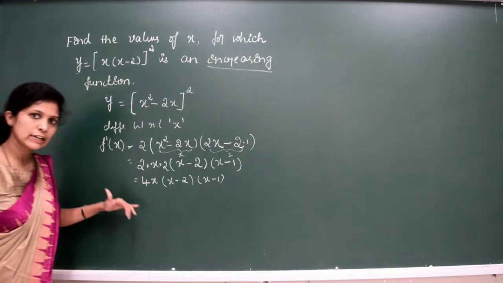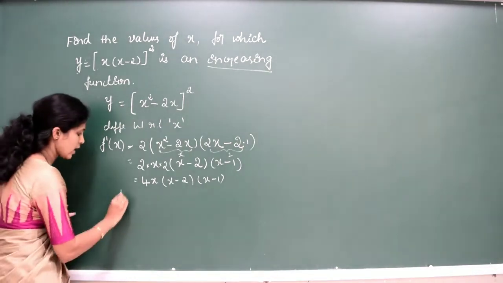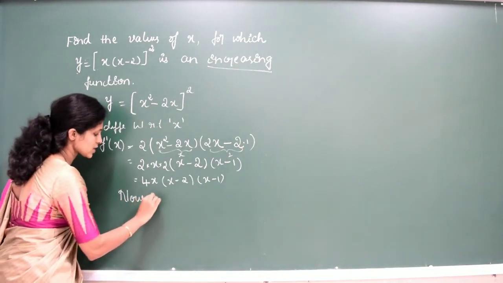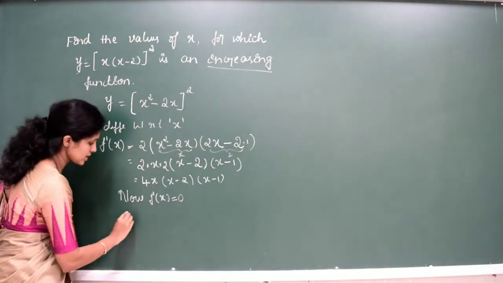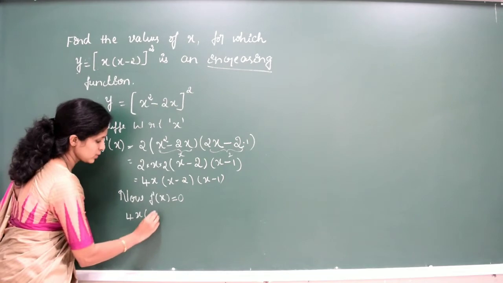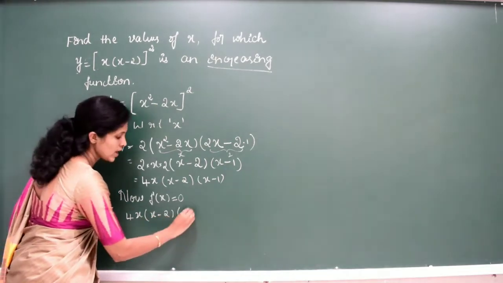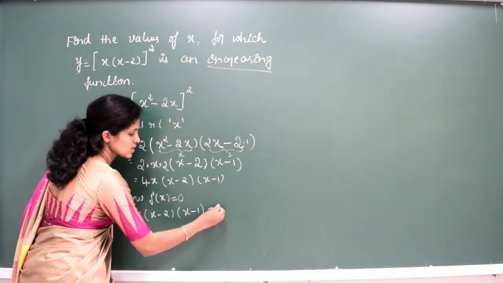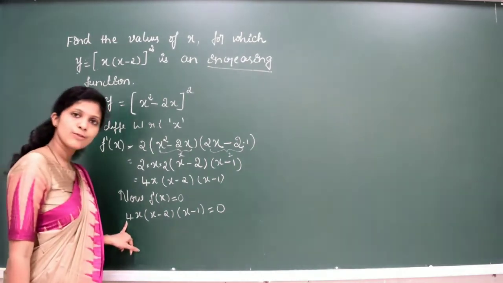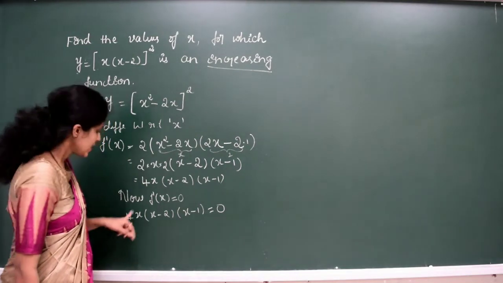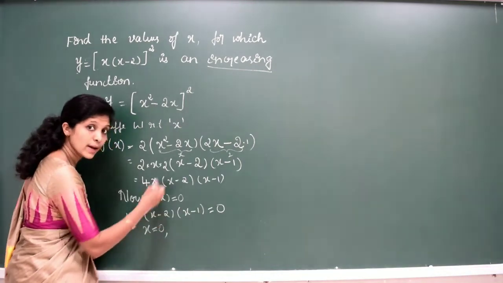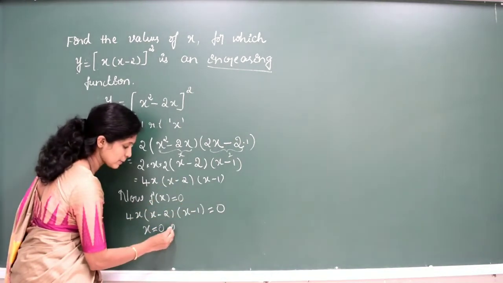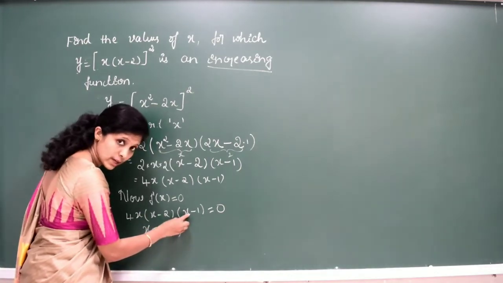Next, you have to equate this function equal to 0. Now, what will we write? f dash of x is equal to 0. F dash of x equal to 0 means 4x into (x minus 2) into (x minus 1) equal to 0. Here the value of 4 cannot be equal to 0, right? So the value of either x is equal to 0 or x minus 2 equal to 0. So the value of x will be 2, or x minus 1 equal to 0.